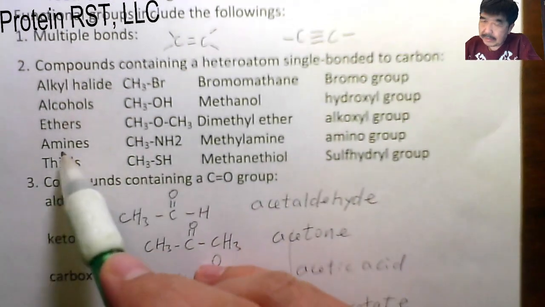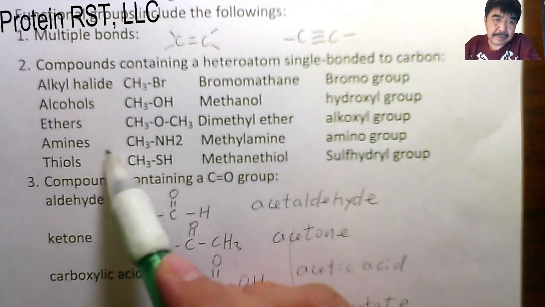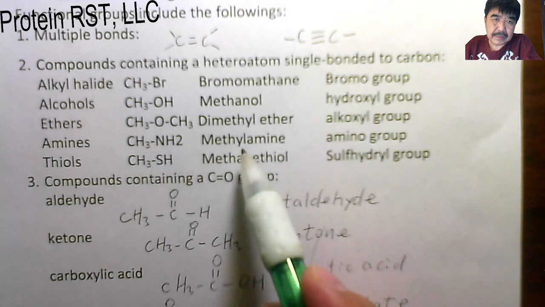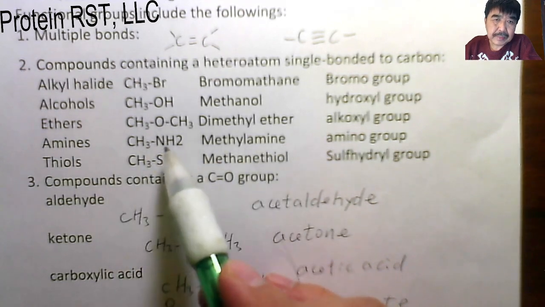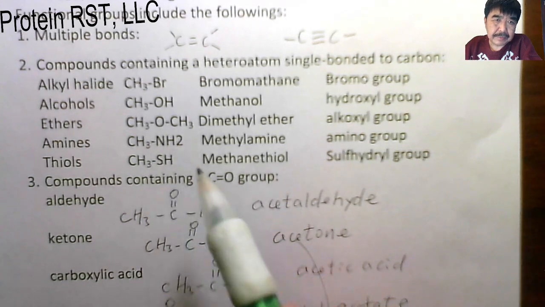The next category is amine. Amines are nitrogen-containing compounds. This example is methylamine. The functional group is the amino group. This is the NH2. This is the amino group.